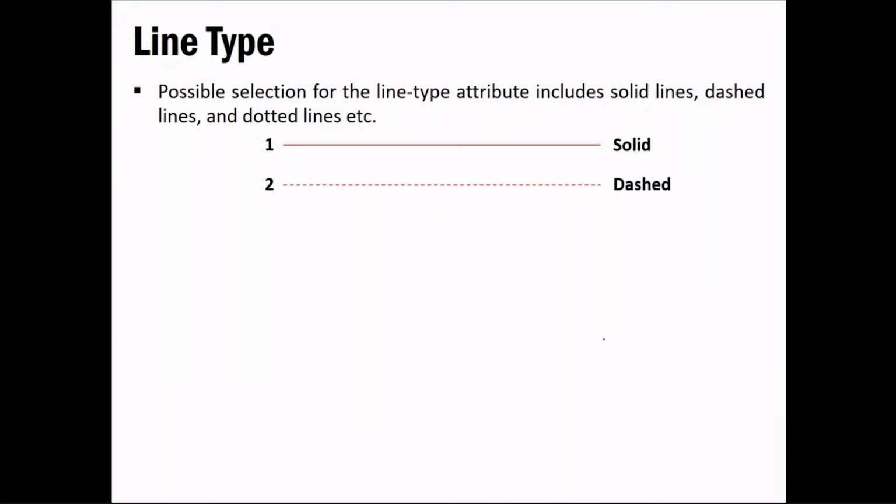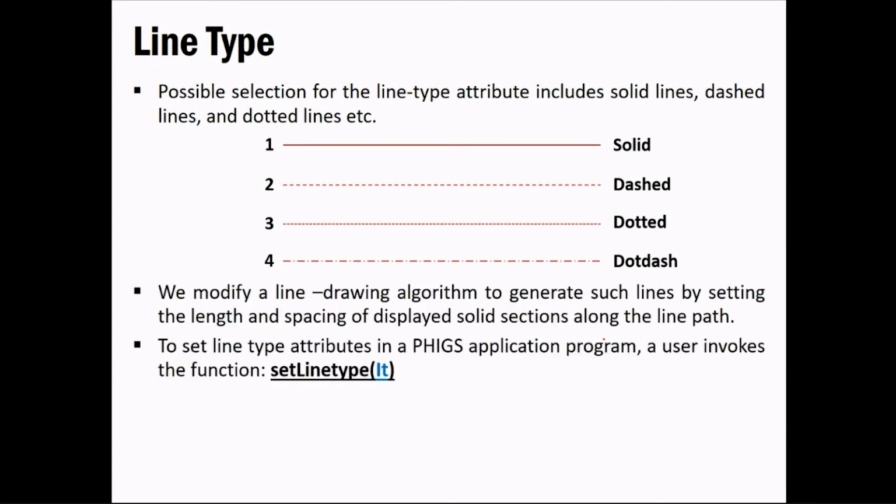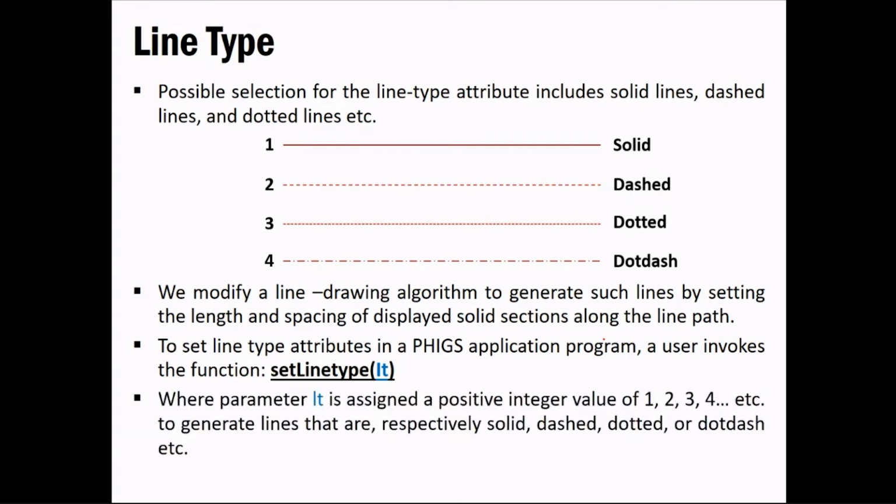Possible selection for the line type attributes include solid lines, dashed lines, and dotted lines. What it says is you just have to give it in your program. We can modify a line drawing to generate such lines by setting the length and spacing of the displayed solid section along the line path. Obviously we have one solid line, and we can manipulate this line by changing those parameters.